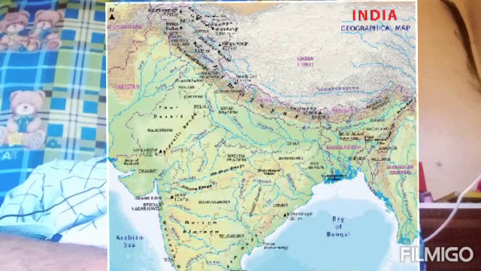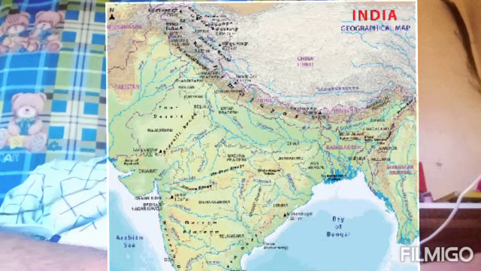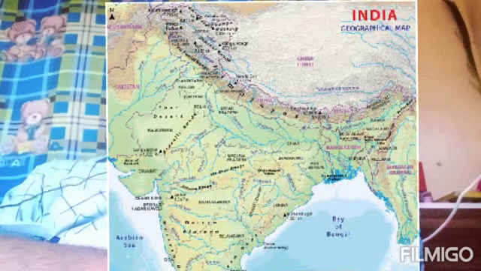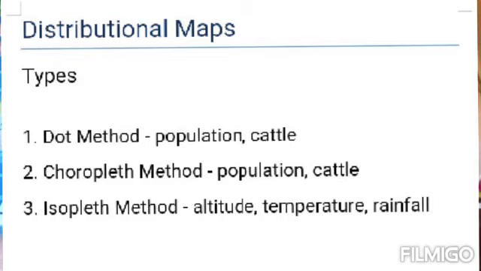Now, why did I show you these maps? Maps are important resources to get information. Now my next question is, can we use maps to show the distribution of population, rainfall, climate, altitude, cattle? The answer is yes. And how are we going to show them? By using three types of maps.